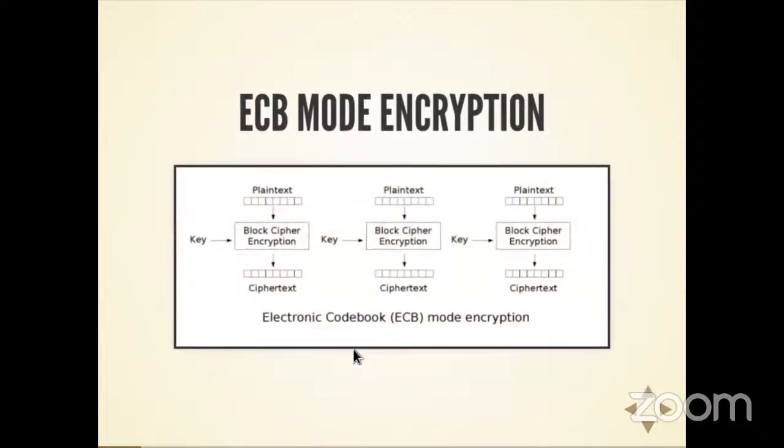Well, the first and most obvious way is called ECB mode, which stands for electronic codebook. All it does is break up your message into block size chunks, and then each block of plain text gets encrypted with that same key and outputs a ciphertext. The advantage of this is it's highly parallelizable. You can run the encryption algorithm on each block simultaneously for very fast encryption.